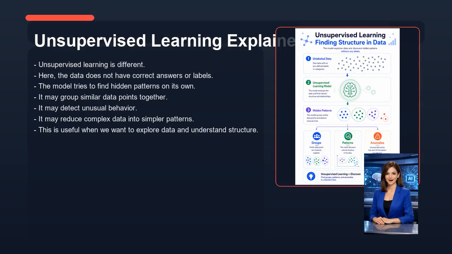Now let's look at unsupervised learning explained. Unsupervised learning is different. Here, the data does not have correct answers or labels. The model tries to find hidden patterns on its own. It may group similar data points together. It may detect unusual behavior. It may reduce complex data into simpler patterns. This is useful when we want to explore data and understand structure.